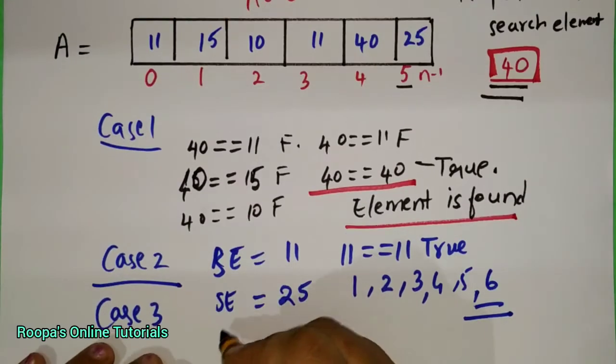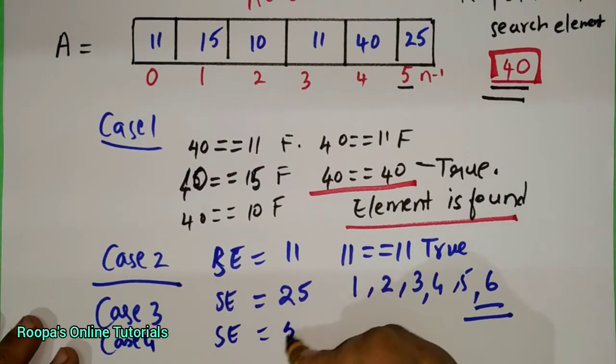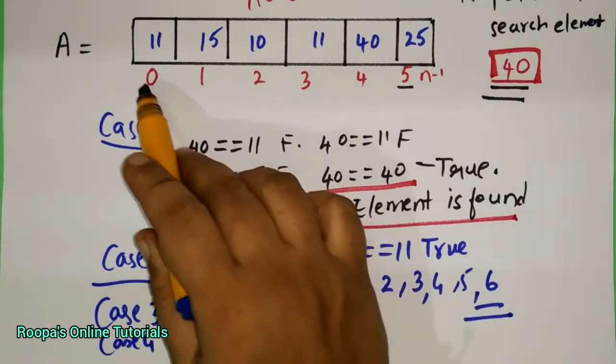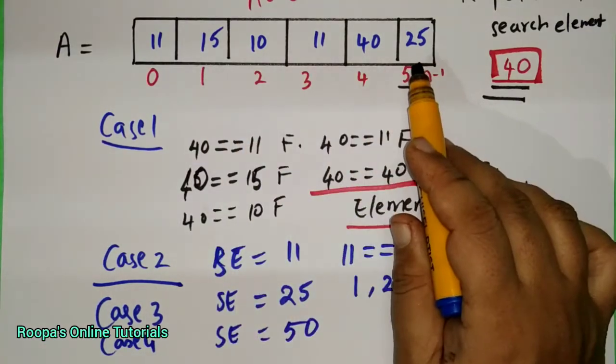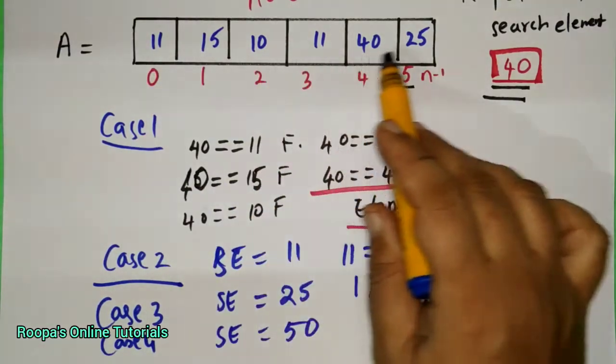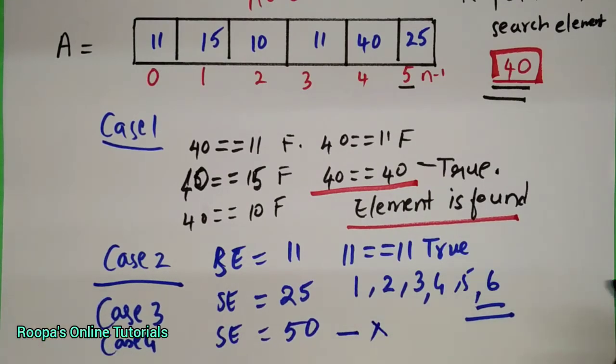And sometimes one more case is there. I will put it. Now I am searching for an element 50. Can you find 50 in this array anywhere? No. Because 50 is not found in this array at all. The elements are 11, 15, 10, 11, 40 and 25. Again what happens? This search is not successful. Again that forms a disadvantage.